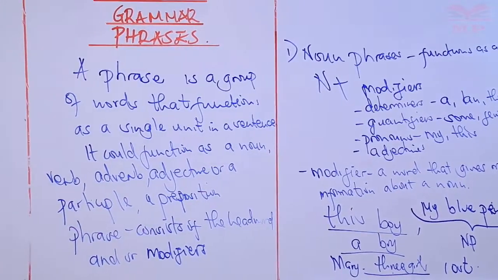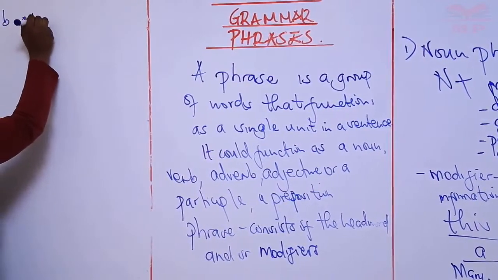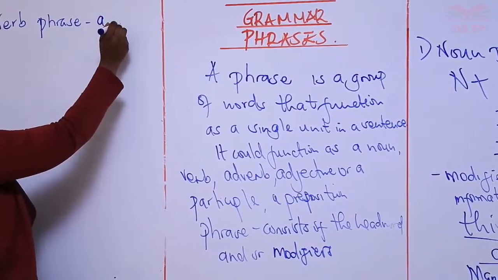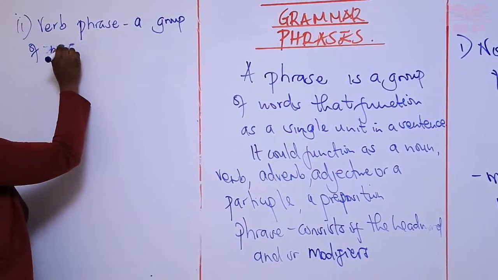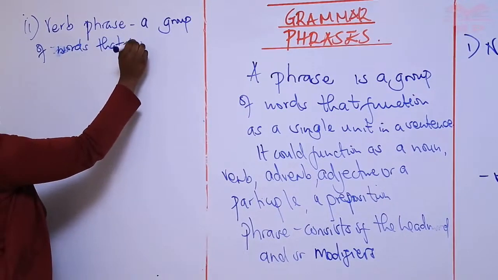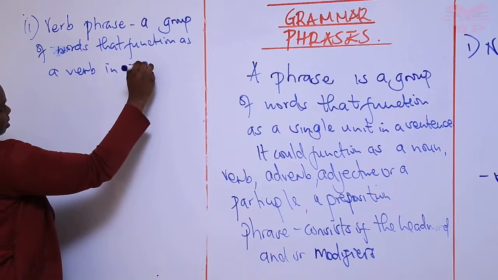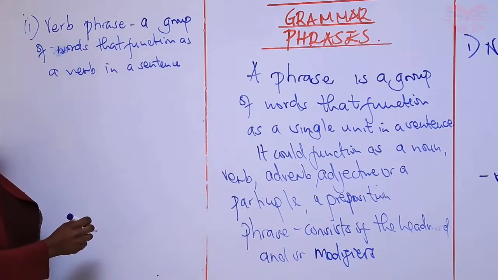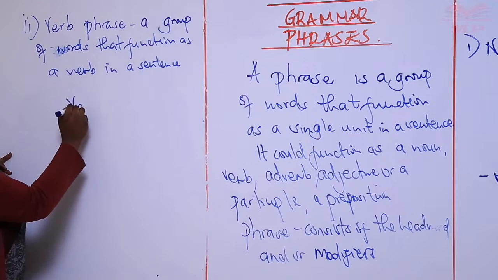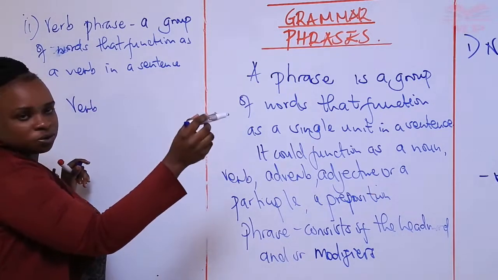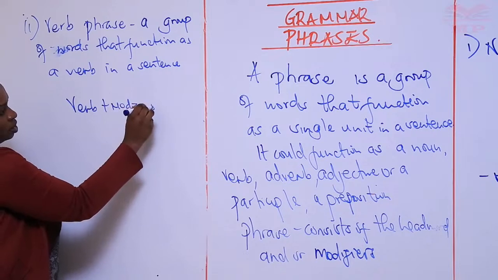So we come to the verb phrase. Let me just write. A verb phrase is a group of words that function as a verb in a sentence. The verb phrase will contain again the head word and its modifier. The head word in the verb phrase is a verb. The head word in the noun phrase is the noun and its modifiers. So the verb plus its modifiers will make up the verb phrase.